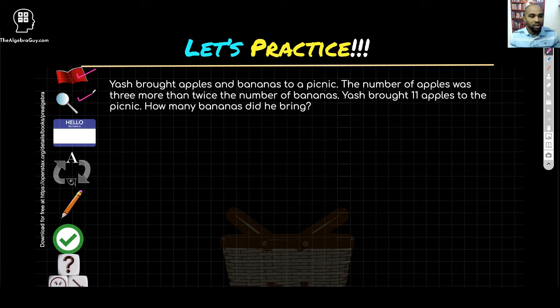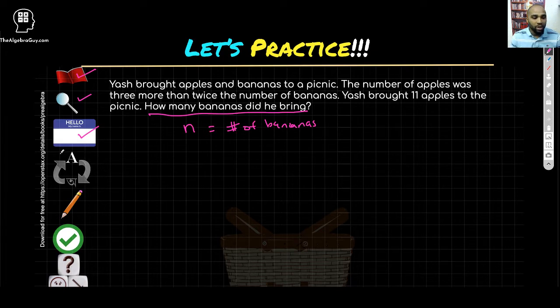All right, so let's identify what we're looking for. We want to know how many bananas. That's what we're looking for. So we're going to name it by saying, let's represent the number of bananas. Let's let that represent with B. Actually, I better not use B, because it looks too much like a 6. So I'm going to use N for bananas.